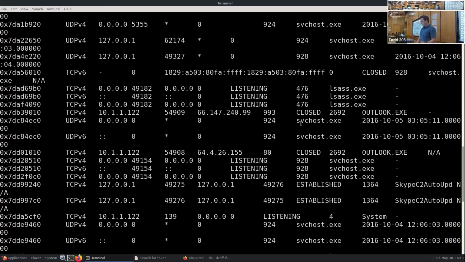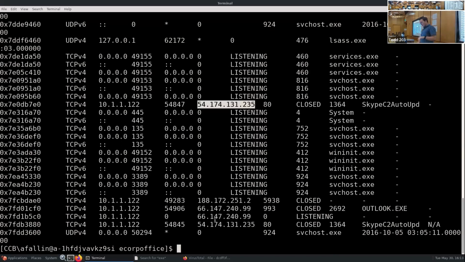SVC host, this is service host. In one of the other labs, it's up and running. It's been another process initiated as opposed to services. Services.exe is the one that typically opens SVC host, which is something that we can see is potentially fishy.